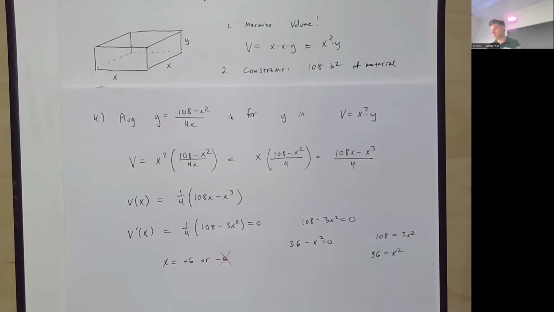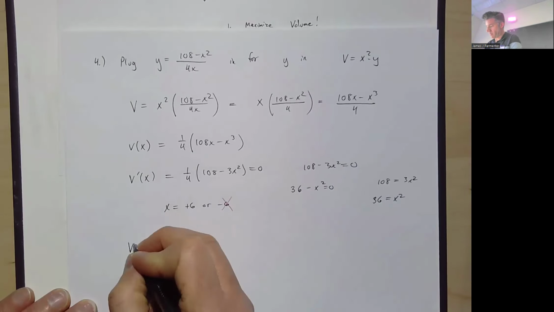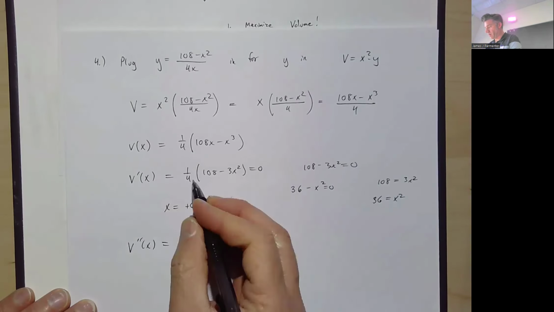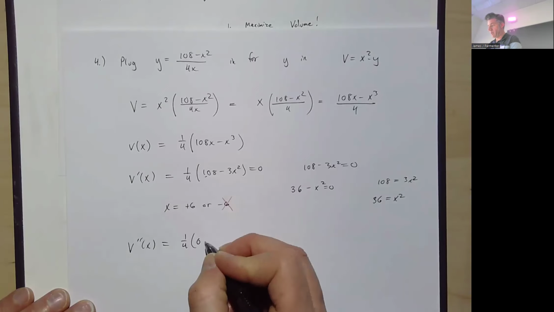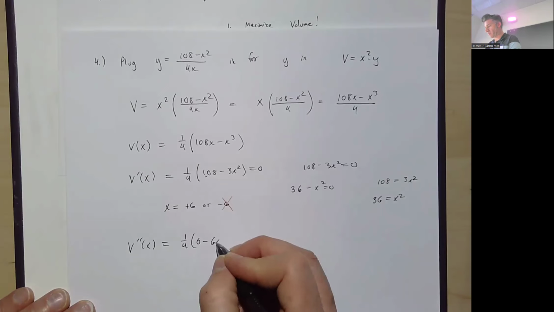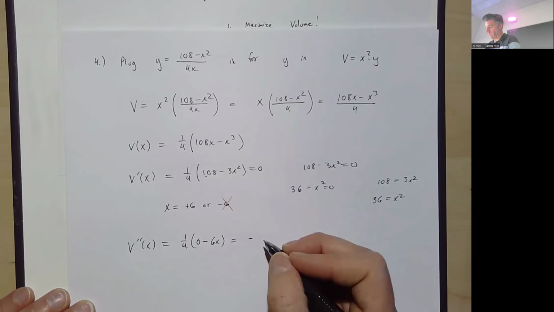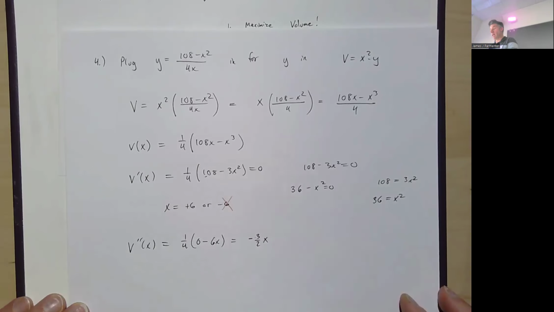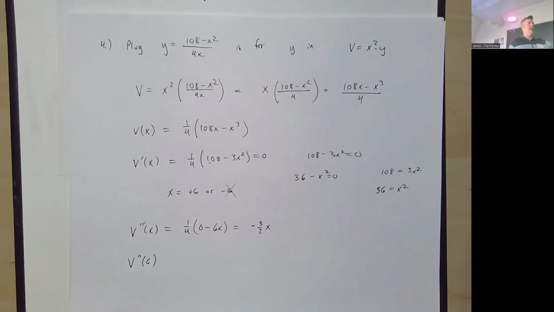So here's the idea. Let's take the second derivative here. Second derivative is going to be not too terrible. It's going to be 1/4 times 100, the derivative of 108 is 0, derivative of 3x squared is 6x, which is just negative 6/4 or negative 3/2 times x. And now you're going to plug in your critical point. So plug in 6.